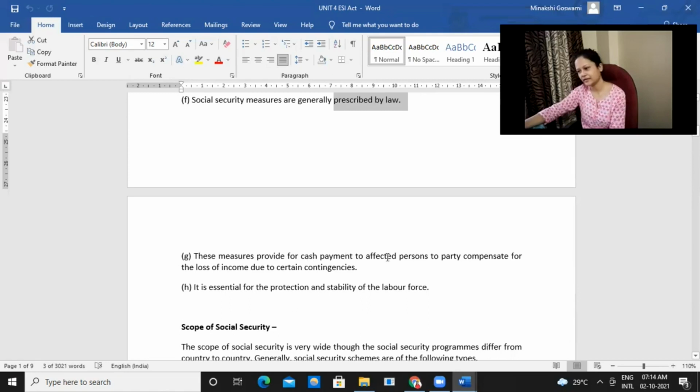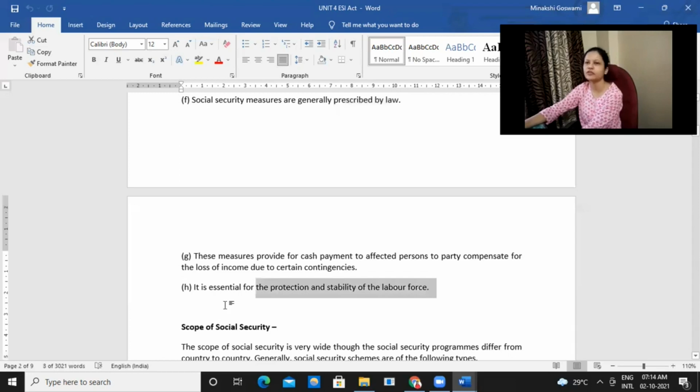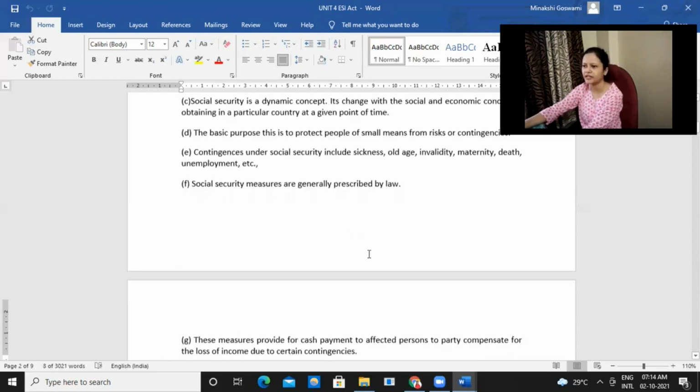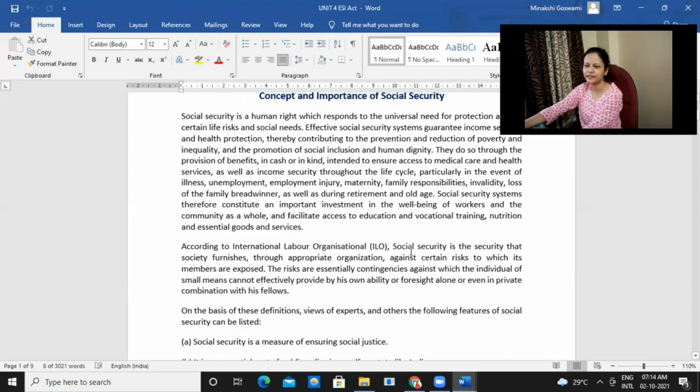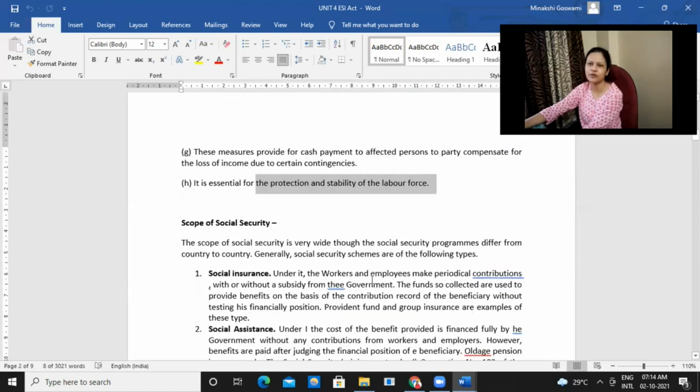It may provide for cash payment to affected persons to partly compensate for the loss of income. So there may be provisions that some benefits you would get, or a person would be given some amount of compensation. Monetary compensation, which has already been fixed under the legislation. It is essential for the protection and stability of the labor force so that they are not worried about their insecurities or probabilities, but rather they can do their work properly.